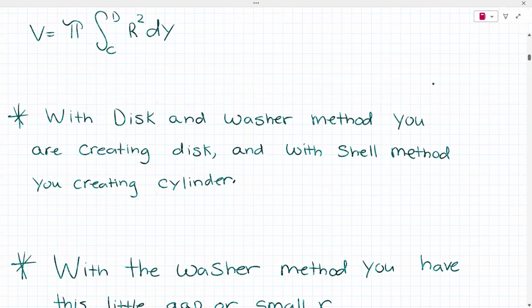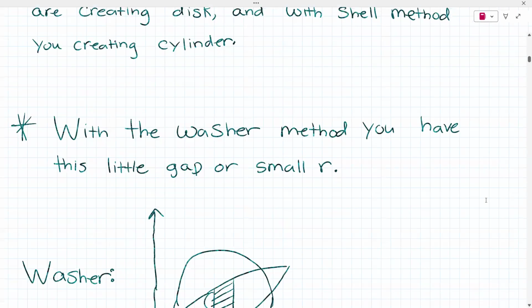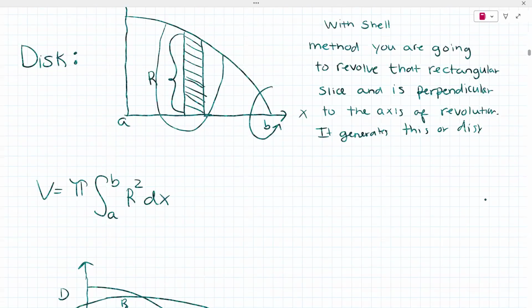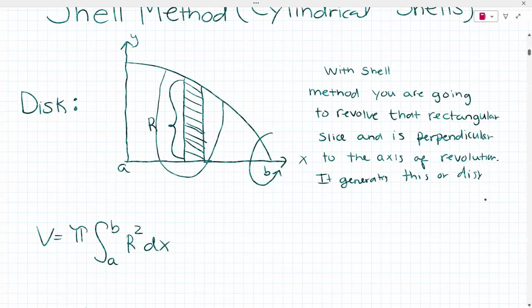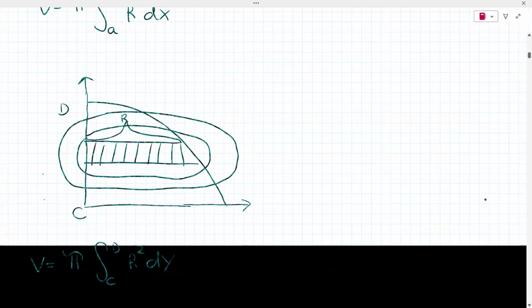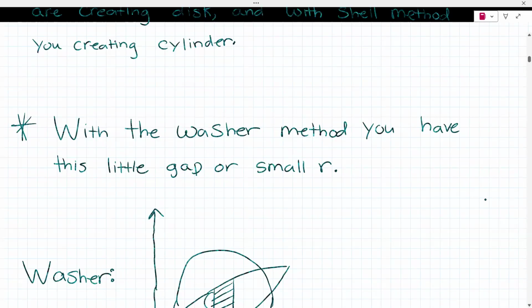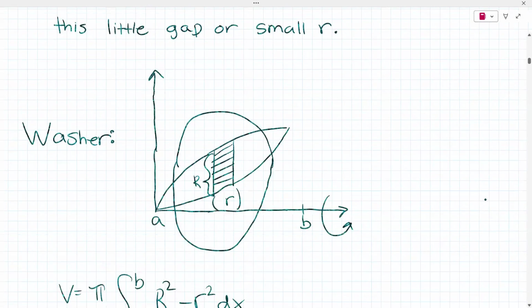So, just to repeat: with the disk and washer method, you're creating a disk, and with the shell method, you're creating a cylinder. Let's review what we were doing with the washer method. That was the disk method, where you're creating a small disk. With the washer method, you have a little gap, or a small r. You're still making a disk, but this time you have a small r, and this is your big R.